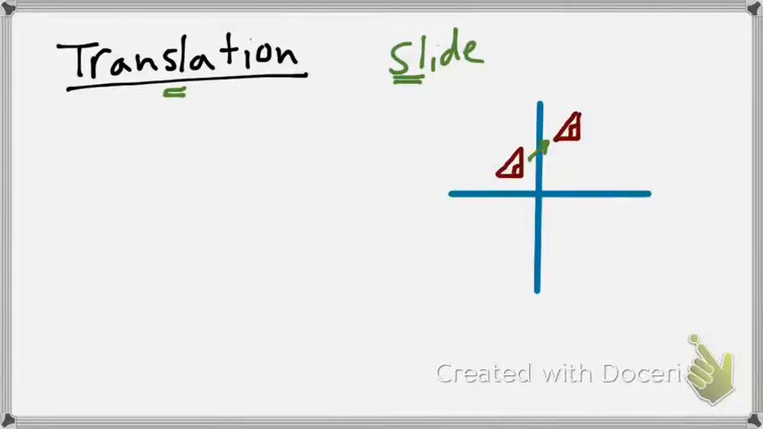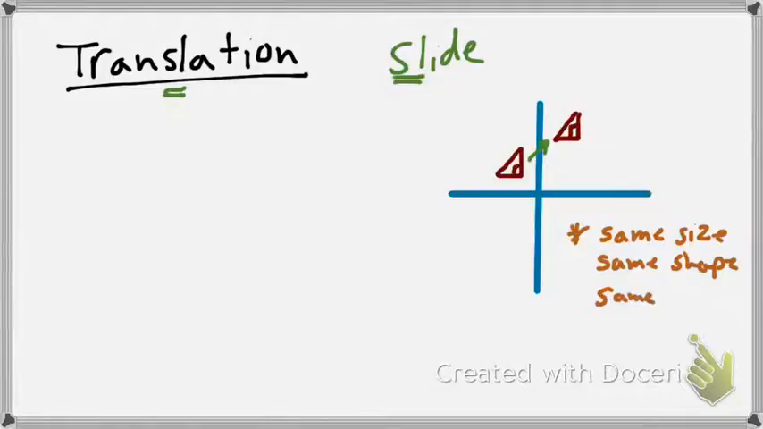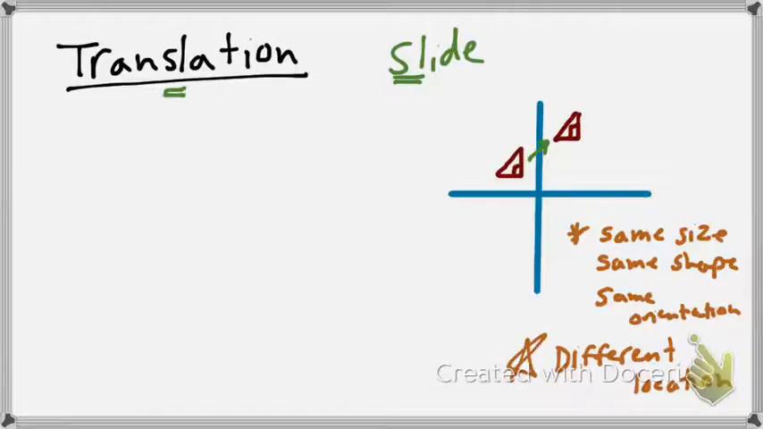So I'll write that over here. Same size, same shape, same orientation. The only thing that is different is the location. So that's the big thing there. On a translation, the only thing that changes is the location.